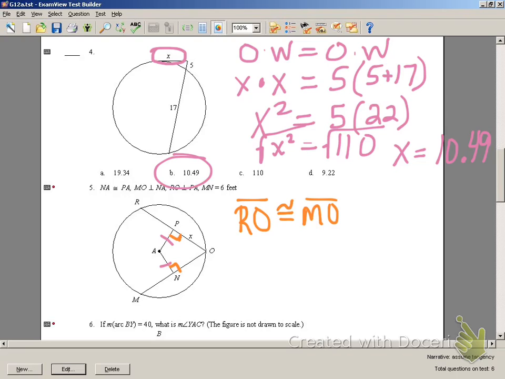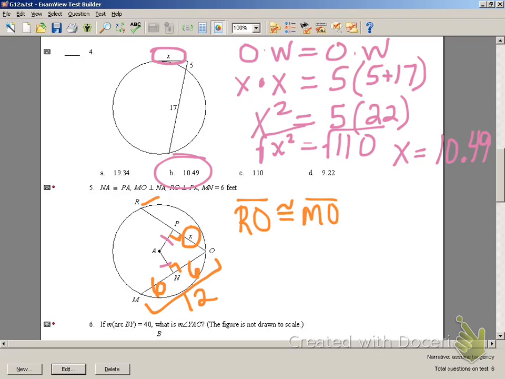Because if a line from the center of the circle is perpendicular and they are equidistant to two chords, then that means the chords are congruent. So we want to solve for x now. But we're told that MN right here is 6. What else are we told? Well, if a chord is perpendicular to a segment from the center, then it's bisected, so that means it's 6. Just FYI, MO is 12.